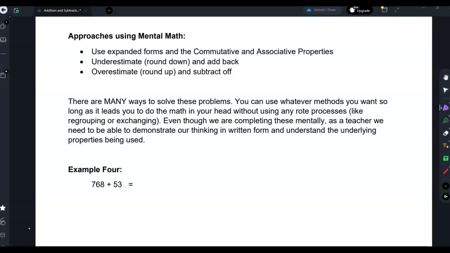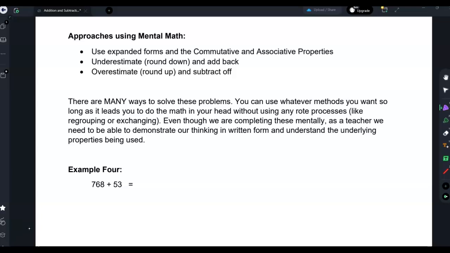When we're talking about addition specifically, use expanded forms. That's a really good way to do it. So, like splitting up your numbers. Instead of 125, I could think of that as 120 and 5, right? So that's a good way to do it.